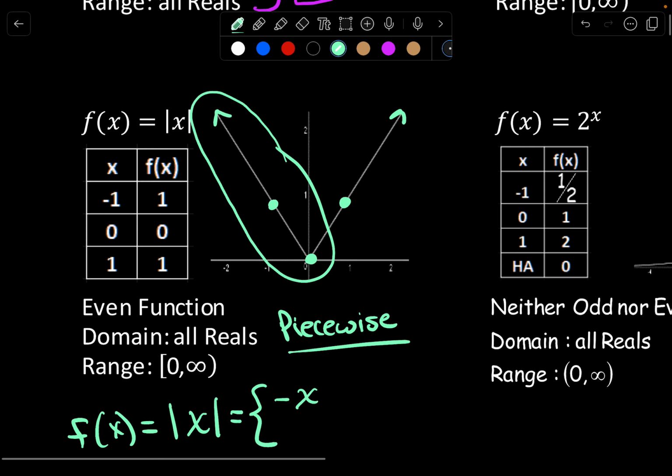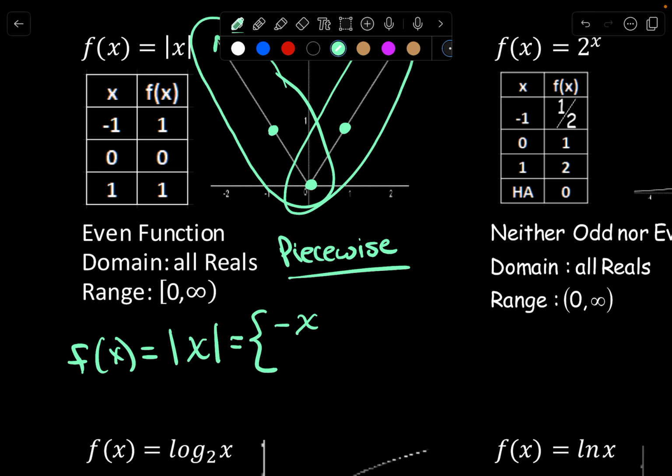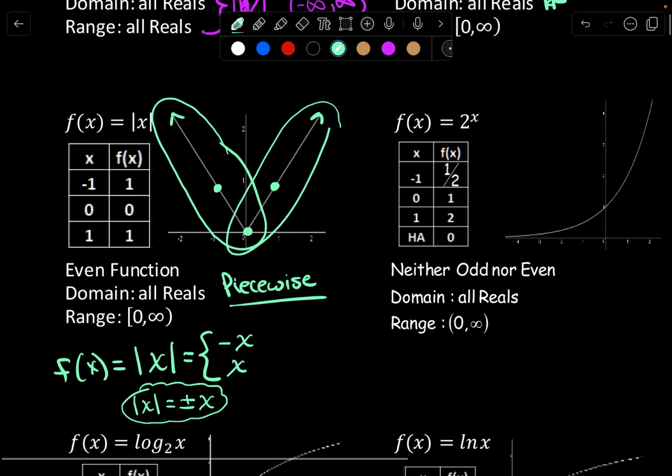And then on the right side of the y-axis, we can see that it is another linear function, but instead of the slope being -1, it is +1. We are able to write absolute values like this. So the absolute value of x is equal to plus or minus x, all right? And this is where I'm getting that piecewise from. Depending on what's inside of the absolute value, this will change, and we will see that later.